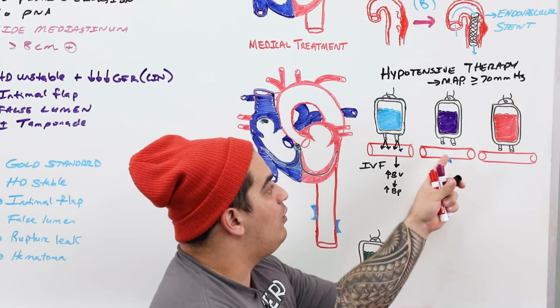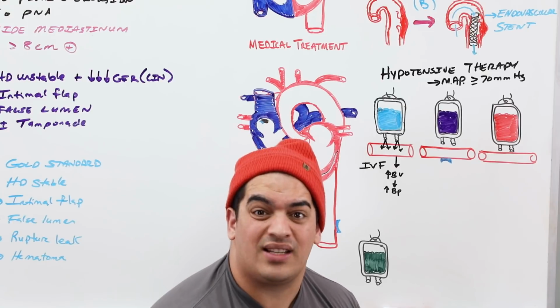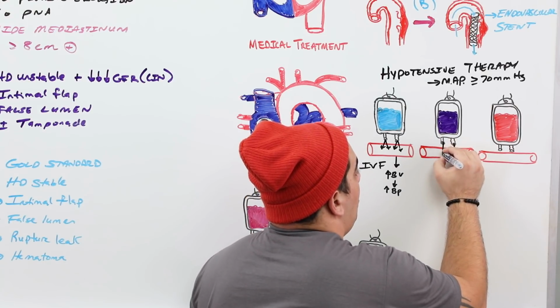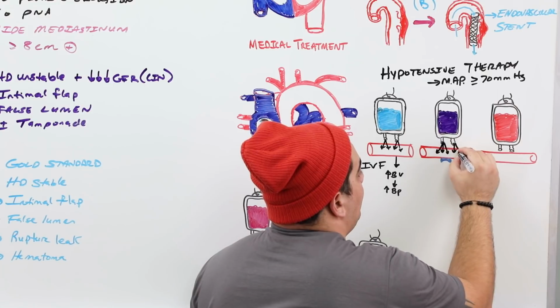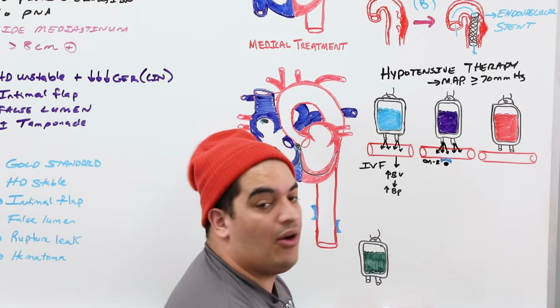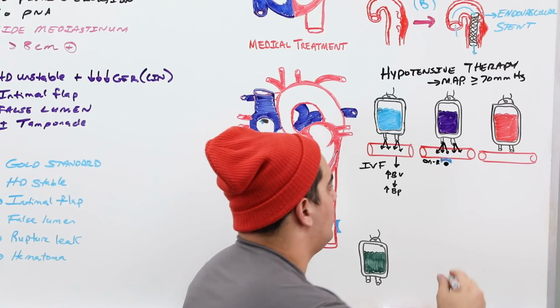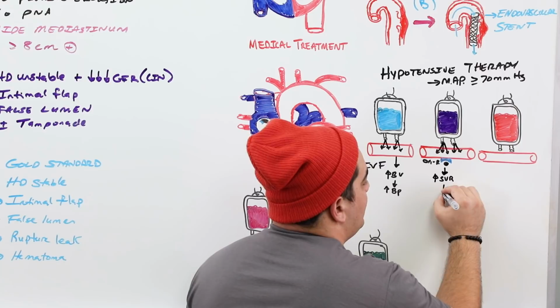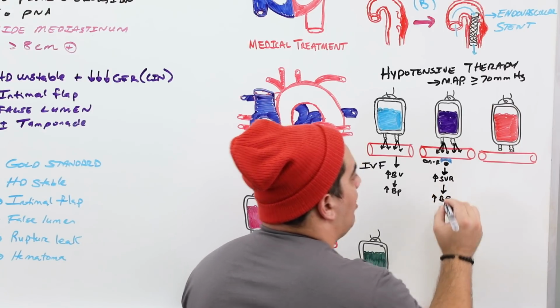Let's say that you've given them fluids. It isn't working. You need to give them something else. I need something to squeeze the vessel. So then I can push in drugs that will bind onto the alpha-1 receptors and clamp down on these vessels, make them squeeze a little bit. And if I squeeze them, I can increase my systemic vascular resistance, and that can increase my blood pressure.